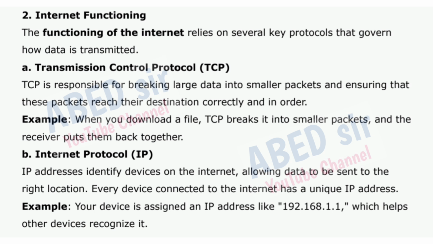IP addresses identify devices on the internet, allowing data to be sent to the right location. Every device connected to the internet has a unique IP address. Example: your device is assigned an IP address like 192.168.1.1, which helps other devices recognize it.